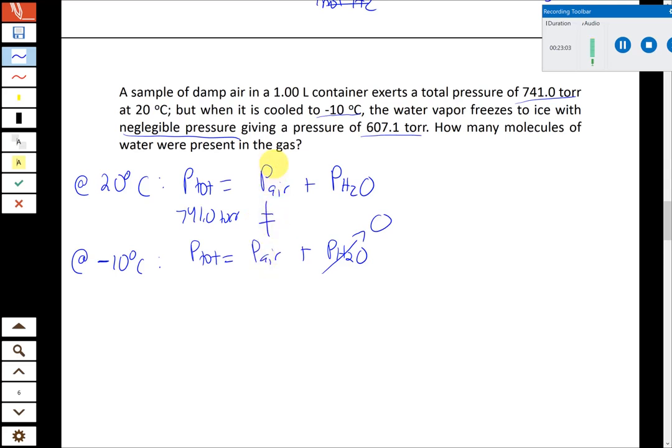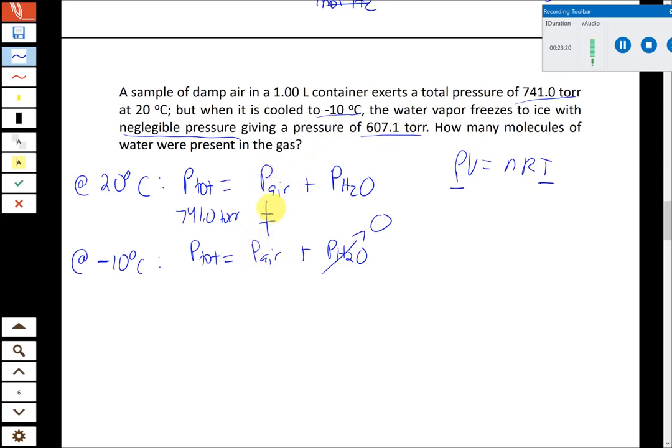The 2 air pressures that we have here are not the same because we're at 2 different temperatures. Remember from the ideal gas equation, if we change the temperature, we also change the pressure. So we can't just use 607.1 torr as our air pressure. We have to account for the change in temperature.